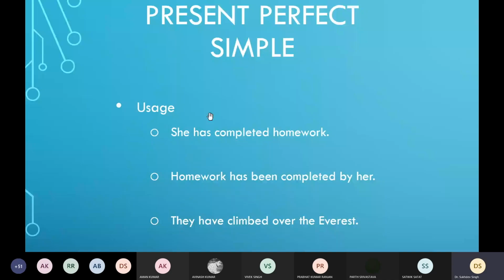She has completed homework. So in this sentence, we will pick up homework, which is the object, and put it in the place of the subject. So the passive voice sentence will start with homework, and then has will remain the same. We will just add been in this, and then the third form will remain the third form, completed. Then we will add by, and then we will convert she as her. So when there is she in the active voice, she will be converted into passive as her. Homework has been completed by her.